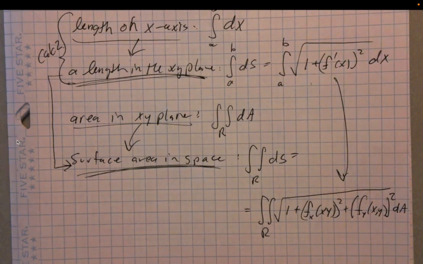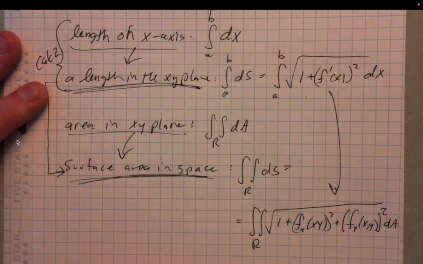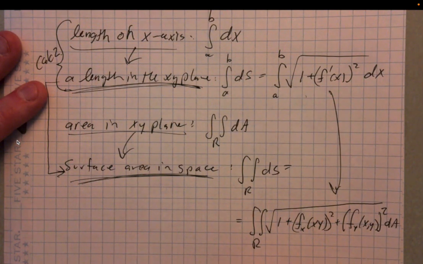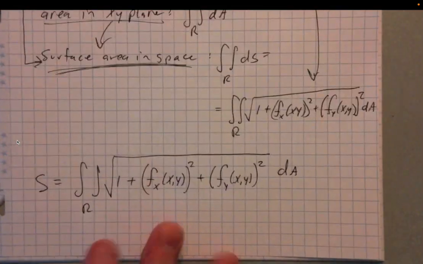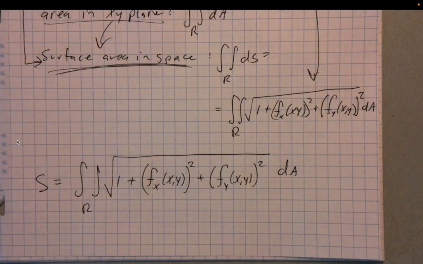So that's the idea. This is the big formula. The surface area is equal to the integral over the region of the square root of 1 plus the partial with respect to x, squared, plus the partial with respect to y, squared, integrated with respect to A. Okay, so this is the idea.